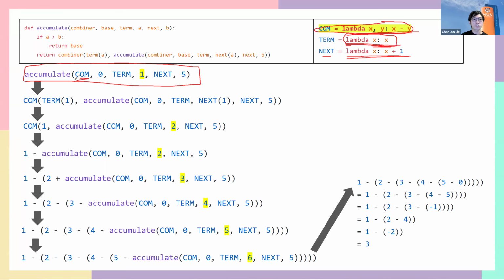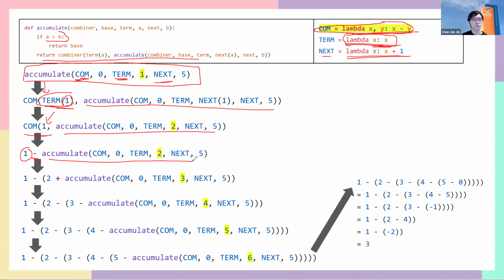I actually use these shorthands so that it's easier to read and easier to visualize the different steps. So we go through it one step at a time, like tracing through how Python will evaluate this. First, you can see, because A is not more than B, it will return combiner of term of the first index and the next accumulate call. So term 1 evaluates to 1, right? So you get combiner of 1 and your next accumulate call. So this is your first one, minus, because of your combiner, and this is your next call to accumulate. And note how the brackets work here.